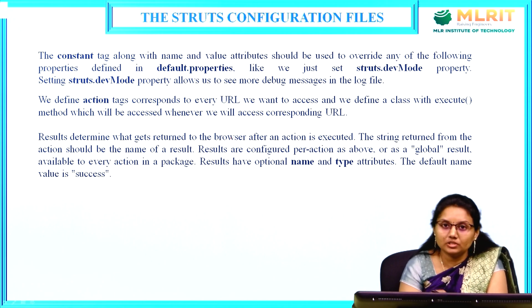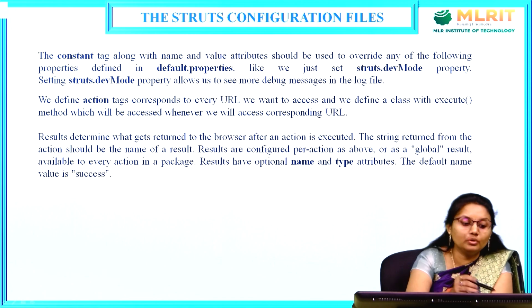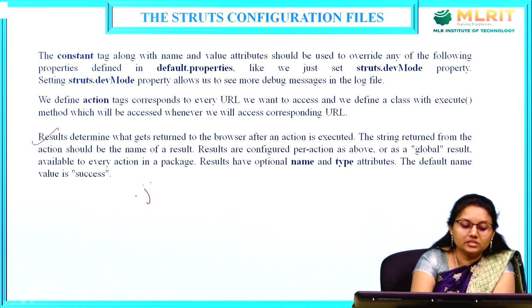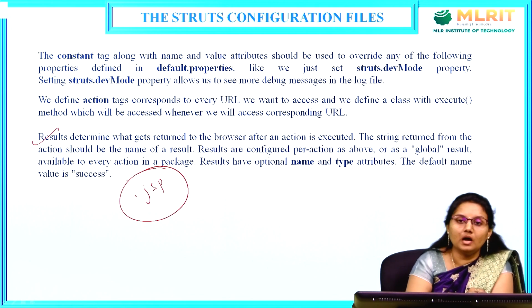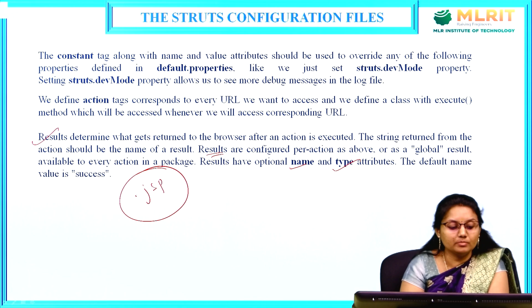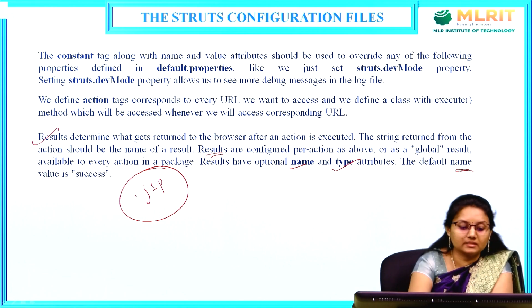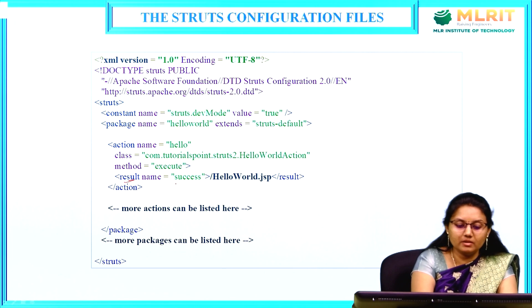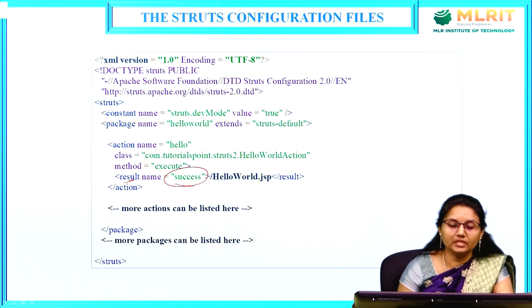So once your struts is done, the struts configuration file will go to your result tag, where it will be taking the input of the .jsp file, which is the output file. So that is configured with the result tag, and results have optional name and type attributes, and the default name is success. So if you see here, we have given the default result tag, name is success only. We did not change anything.